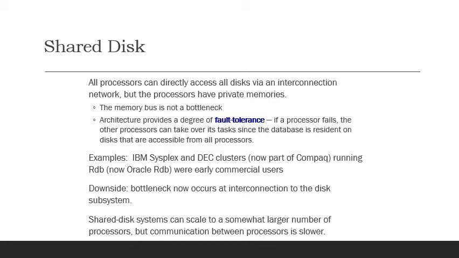There are downsides. One of the downsides is that a bottleneck now occurs at the interconnection to the disk subsystem. Shared disk systems can scale to a somewhat larger number of processors, but communication between processors is slower.